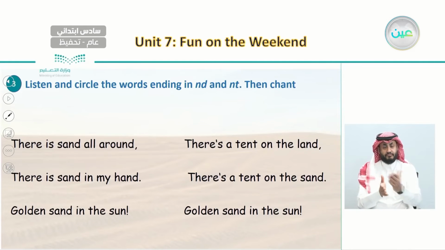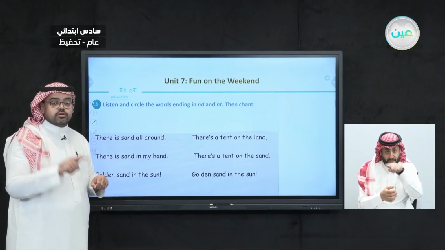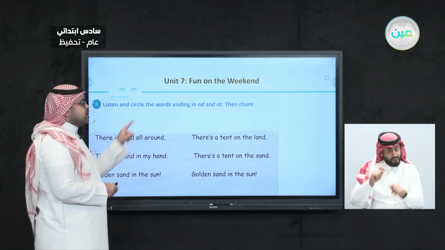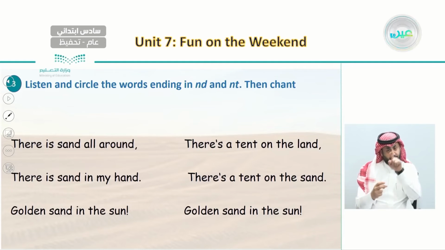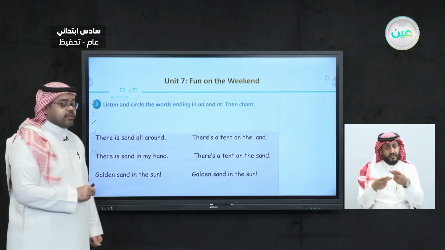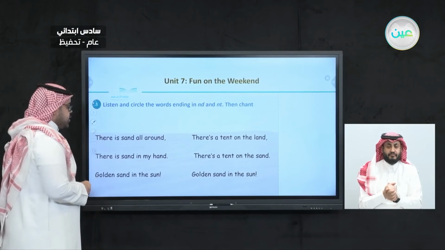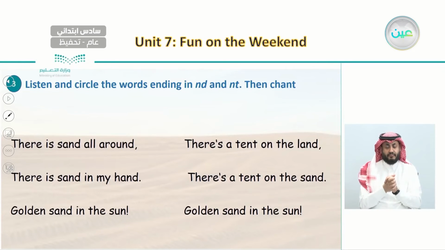Here we have a chant, and what we're going to do after listening to this chant is make circles on the words that end in ND and NT. So the first thing is we're going to listen. After we listen, we're going to circle. After we circle, we're going to chant it again. So listen to this chant and pay attention to the words that end with NT and ND.